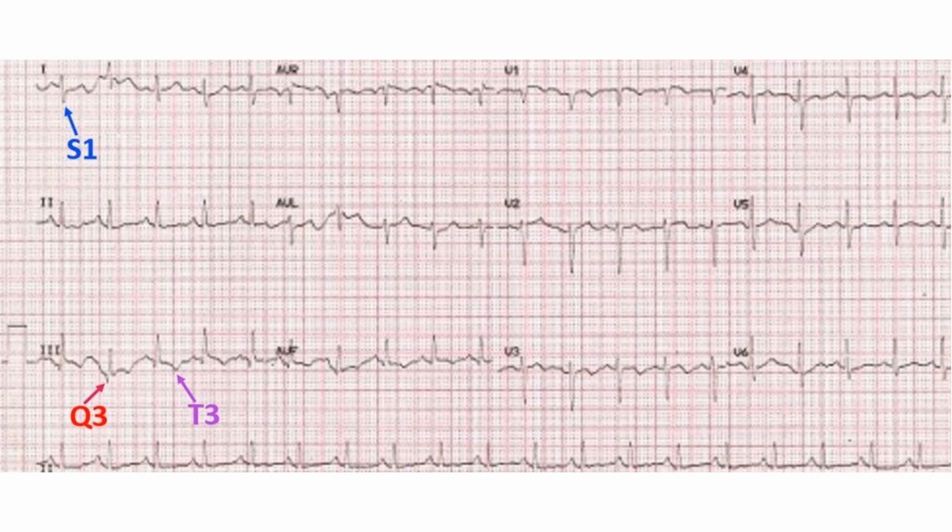ECG changes of acute right ventricular overload resolve rapidly with the resolution of pulmonary embolism by treatment and may return to near normal levels as the pulmonary arterial pressure normalizes.